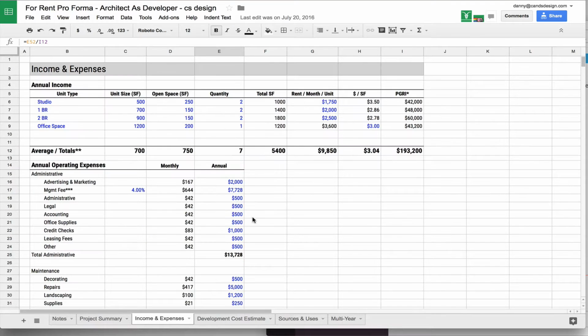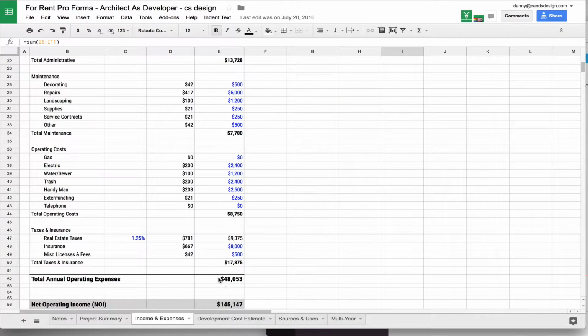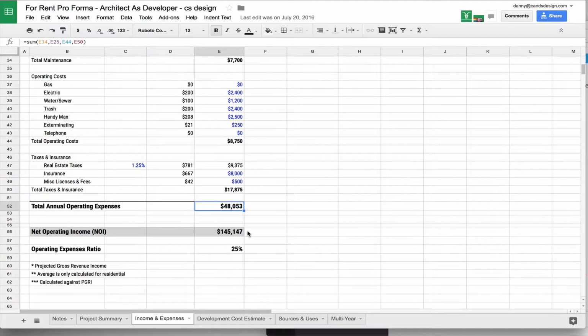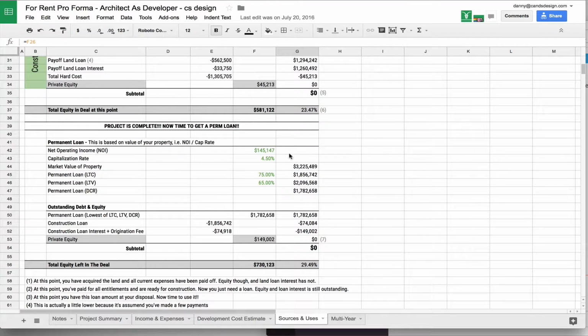Remember when we were looking at this in the income and expenses tab, I said you were going to be making $193,000 in revenue. After your operating expenses, you were going to be left with a net operating income of $145,000. However, most of that is going to go to service your debt. So if we come back over here, here's that $145,000, your NOI.